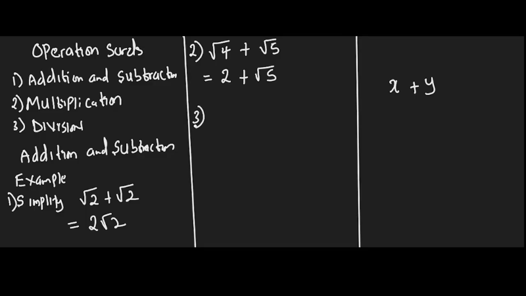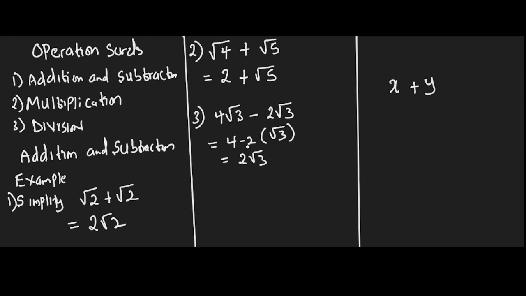Another example, if we have 4 root 3 minus 2 root 3. In this case, the first part is 4 root 3, the second is 2 root 3. If you check, these surds are similar surds. Now that we have similar surds, all we do is say 4 minus 2 root 3. That's going to give us 2 root 3.